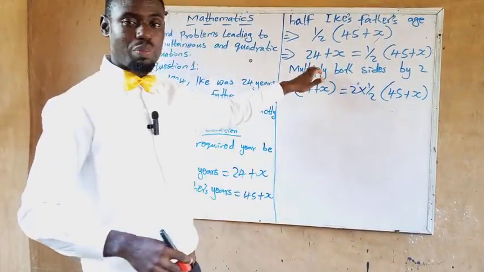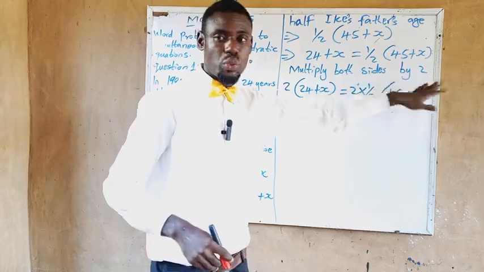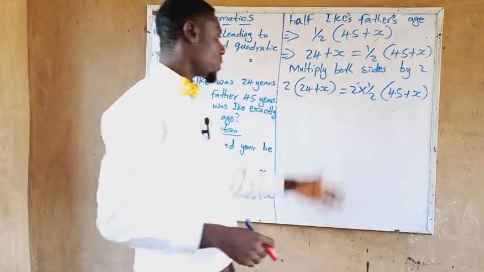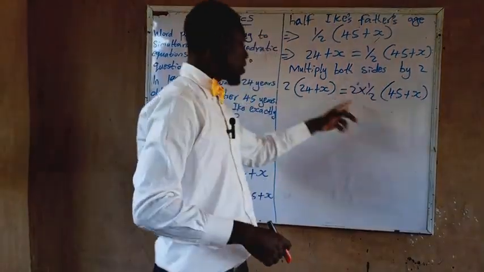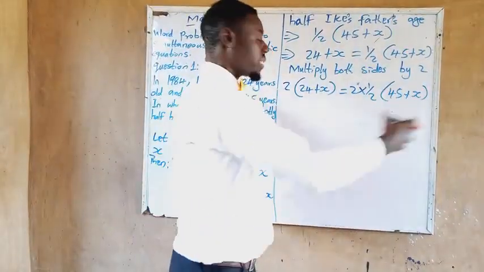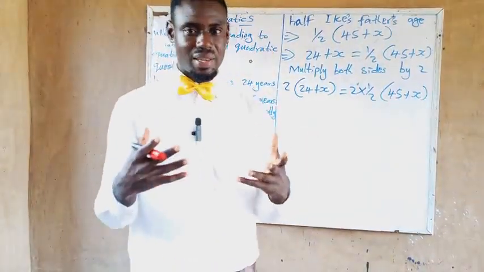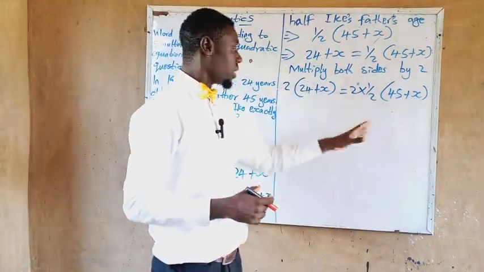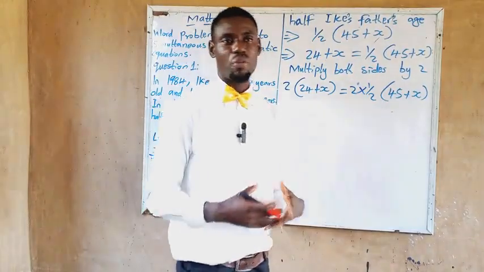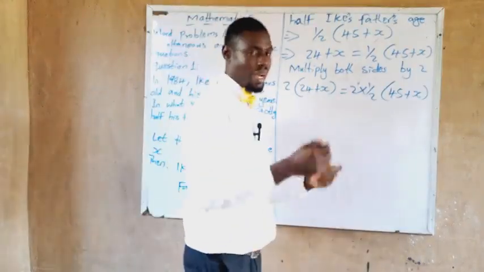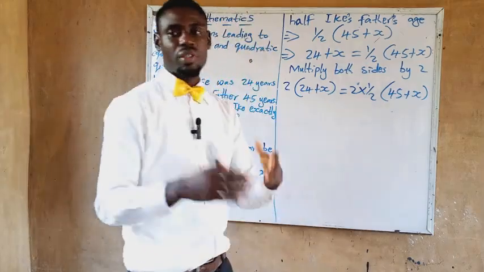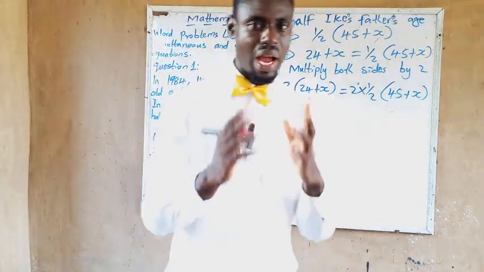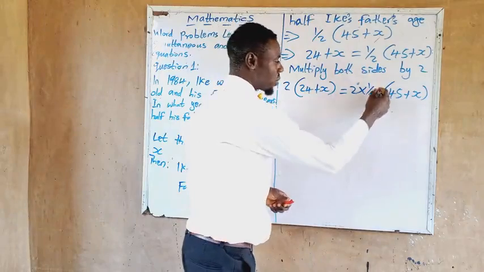I said multiply both sides by 2. By multiplying both sides by the same 2, they will be balanced, and once they are balanced, we are good to go. The 2 multiplies Ike's age, and the same 2 will multiply half of the father's age. In mathematics, when the denominator and the whole number are the same, they cancel out.